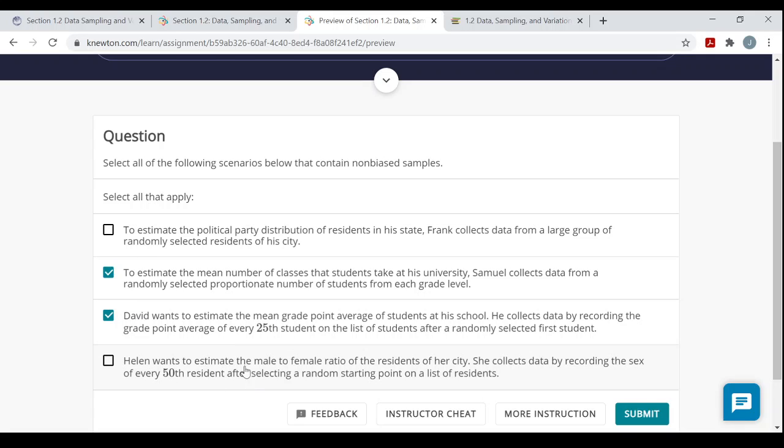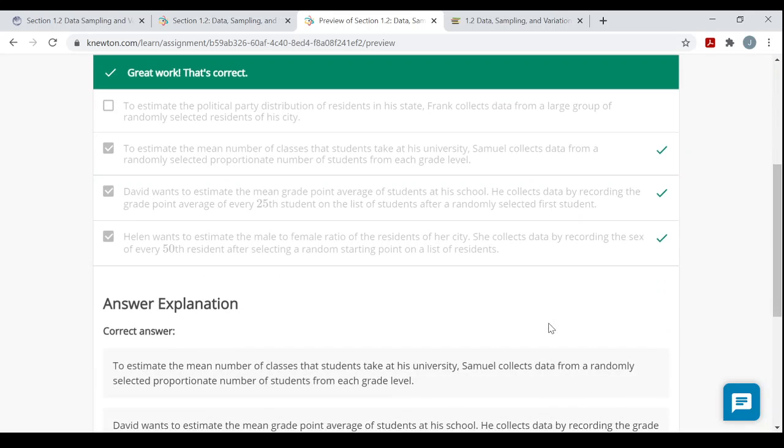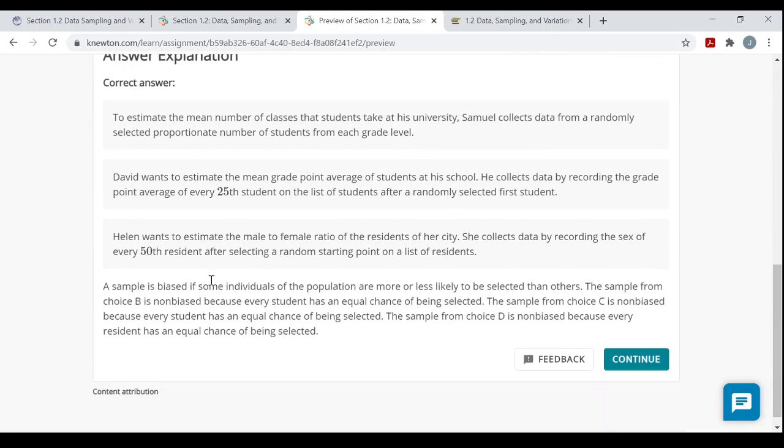Helen wants to estimate the male to female ratio of residents of her city. She collects data by recording the sex of every 50th resident after selecting a random starting point on a list of all the residents. Again, this is very similar to the second one, so I'm going to say that's also a good method of sampling, a systematic sampling. Wonderful. All right. Great work. Correct answer and all that. And explanation, right? Please read the explanations, get some more instruction there.